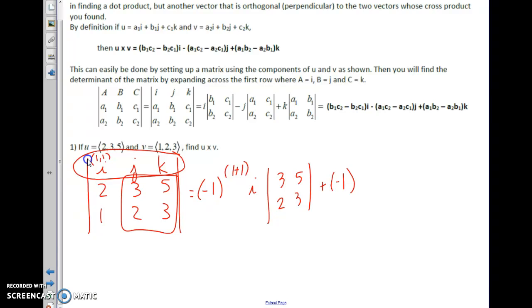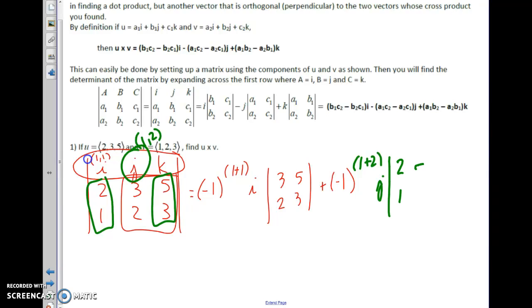And then it's plus -1. This time we'll be looking at the j position, which is 1, 2. So 1 plus 2 times j. Then I've got these elements. And then finally, plus -1, k is in the position 1, 3. So it's 1 plus 3, k. And then these items are left.